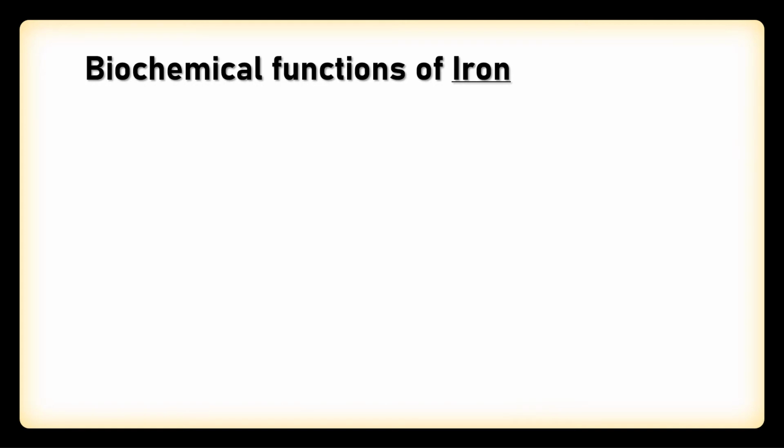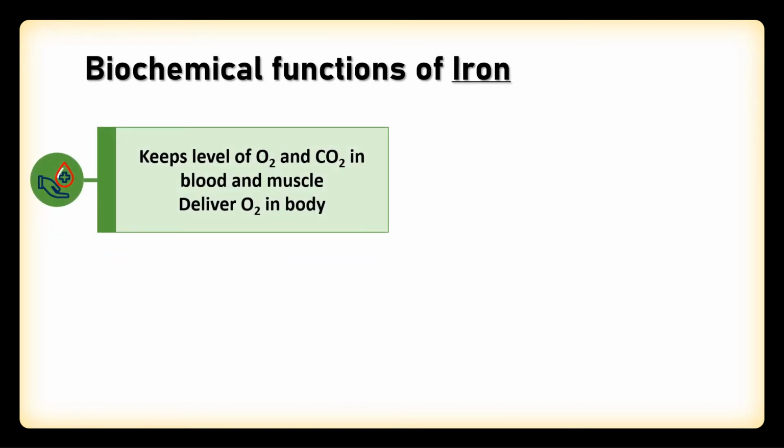Iron as such does not carry out any function in the body. Most of the functions of iron are exerted through the compounds in which it is present. Hemoglobin and myoglobin are required for the transport of oxygen and carbon dioxide in blood and muscle.